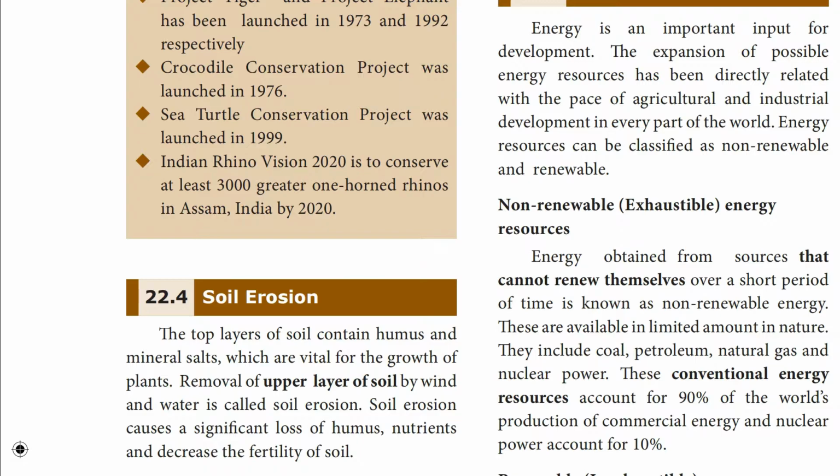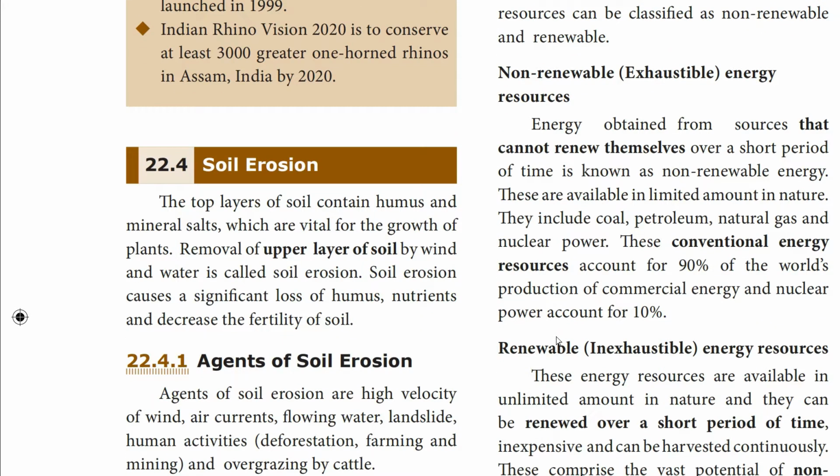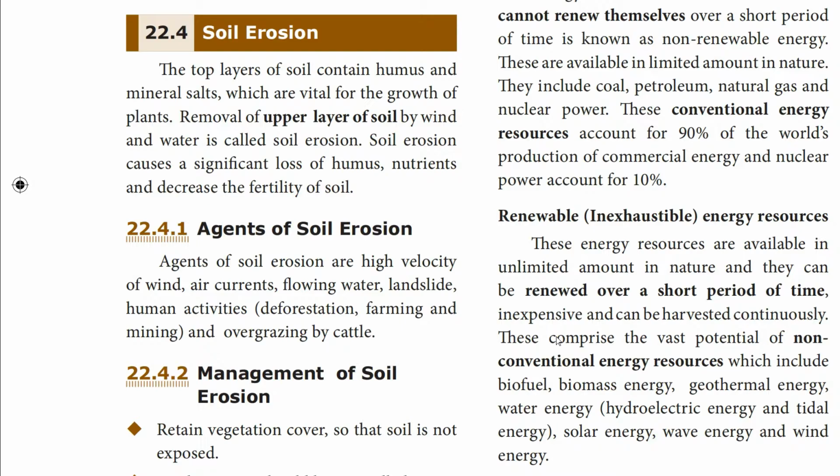These are conventional energy resources, and they account for 90% of the world's production of commercial energy, while nuclear power accounts for only 10%. Renewable or inexhaustible energy resources are unlimited in nature and can be renewed over a short period of time. They are continuously used up, harvested, and continuously replaced.